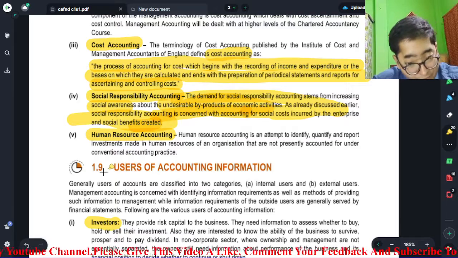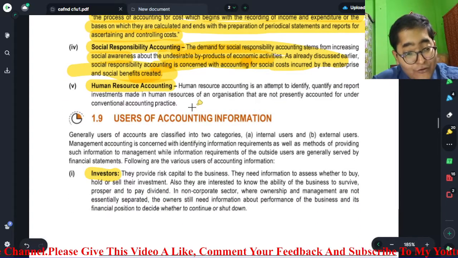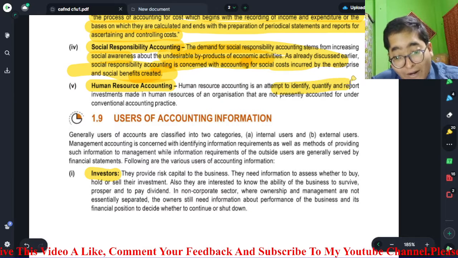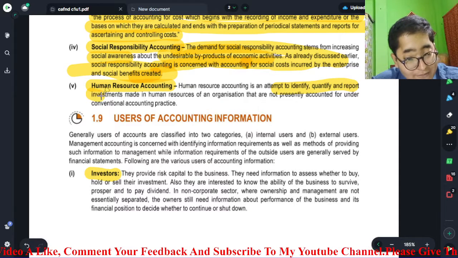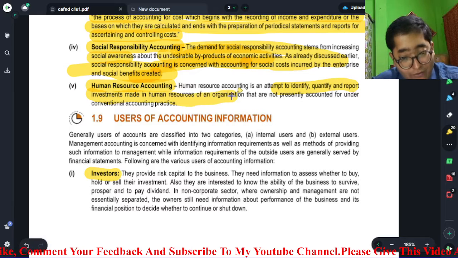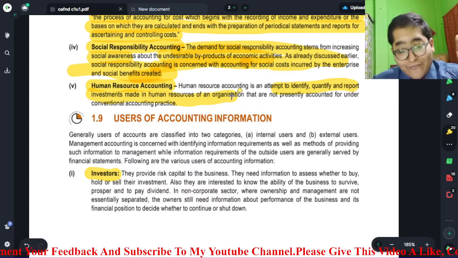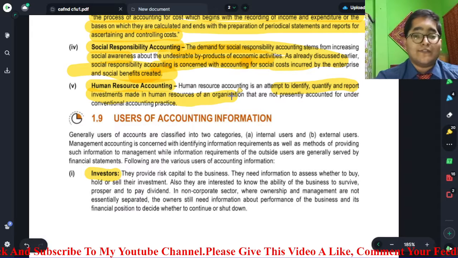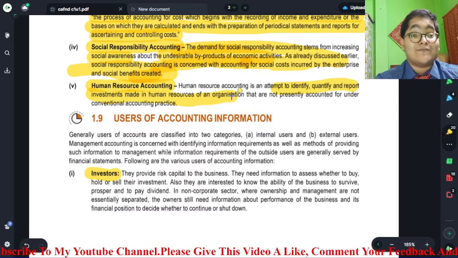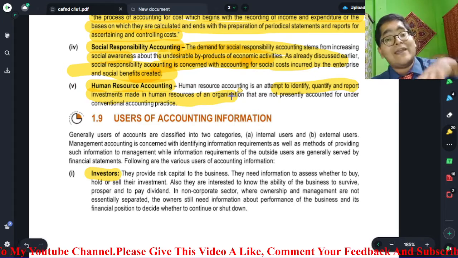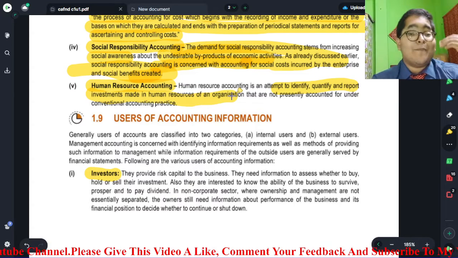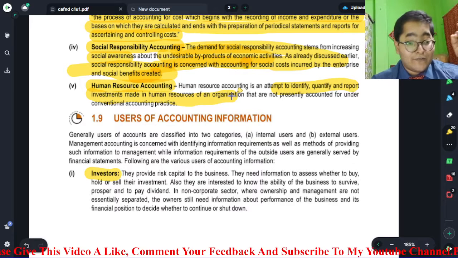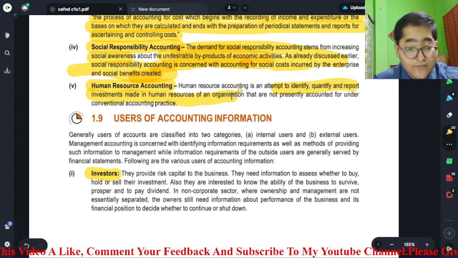Now comes human resource accounting. Human resource accounting attempts to identify, quantify and report investments made in the human resources of an organization. This means investments for keeping an employee, investments in an employee's training, and in recruiting people. These need to be accounted under human resource accounting.